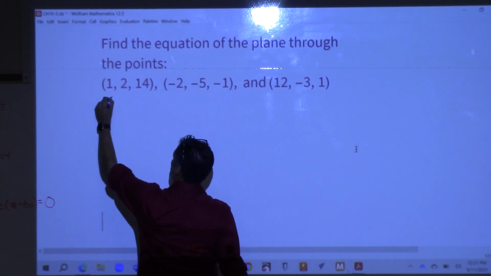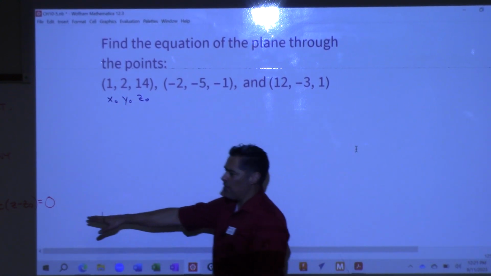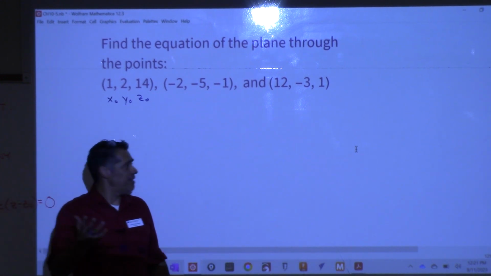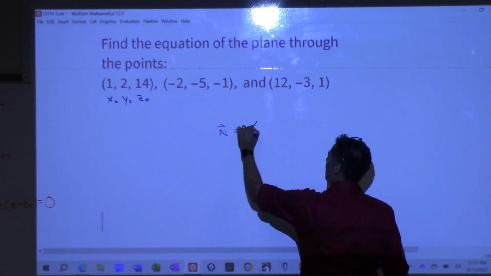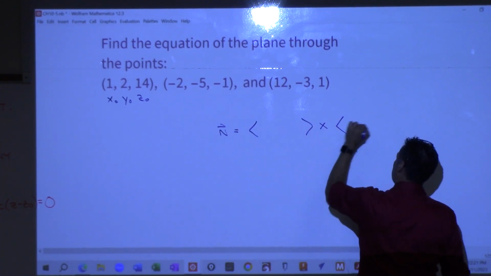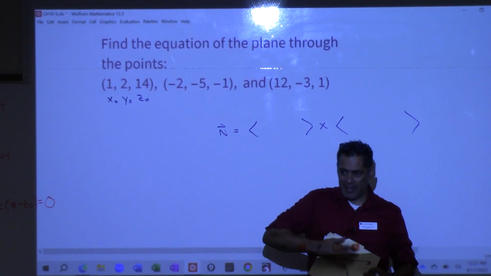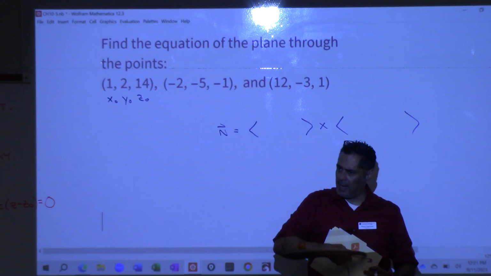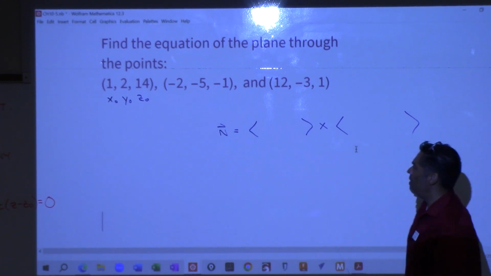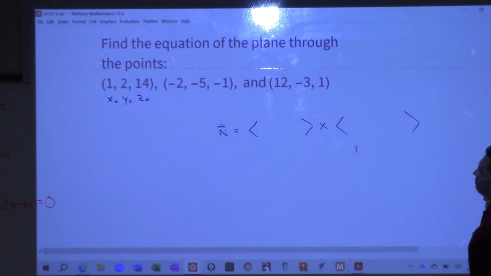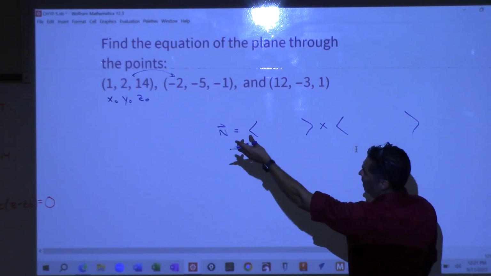Yeah, let's just call this our x naught, y naught, z naught, right? Okay, that's going to be our point. That's going to go into this formula. But how do we get the normal vector? The normal vector is going to be achieved by taking 2 vectors and crossing them, right? We're going to cross 2 vectors. But we have to get these vectors, right? And how do you create these vectors if all you have are points? We've done this. Yeah, subtract, right? Why don't y'all give me the vector that goes from our base point to that point?